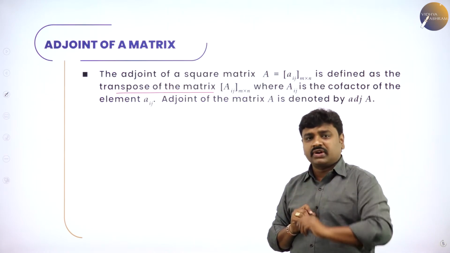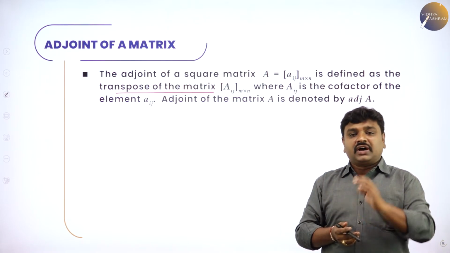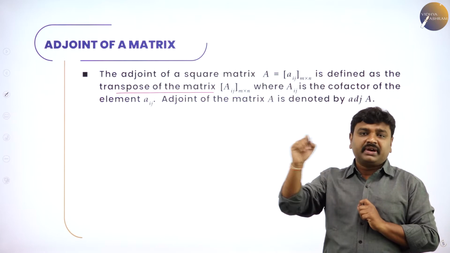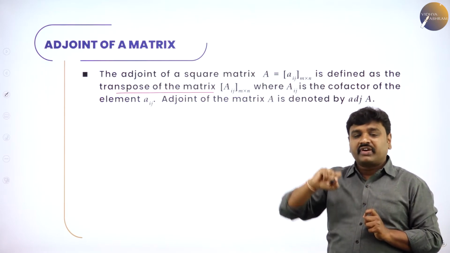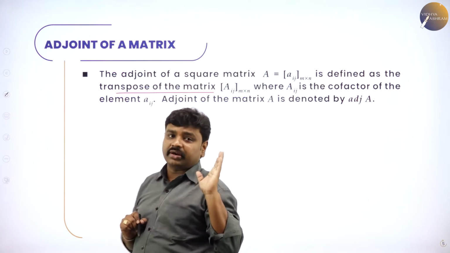Adjoint is the transpose of what? Cofactor matrix. First you find the cofactors of all the elements and fill them in a matrix. After you fill them in a matrix, we call it the cofactor matrix. Then take the transpose of the cofactor matrix, that is the adjoint. What is adjoint? Adjoint is the transpose of the cofactor matrix.